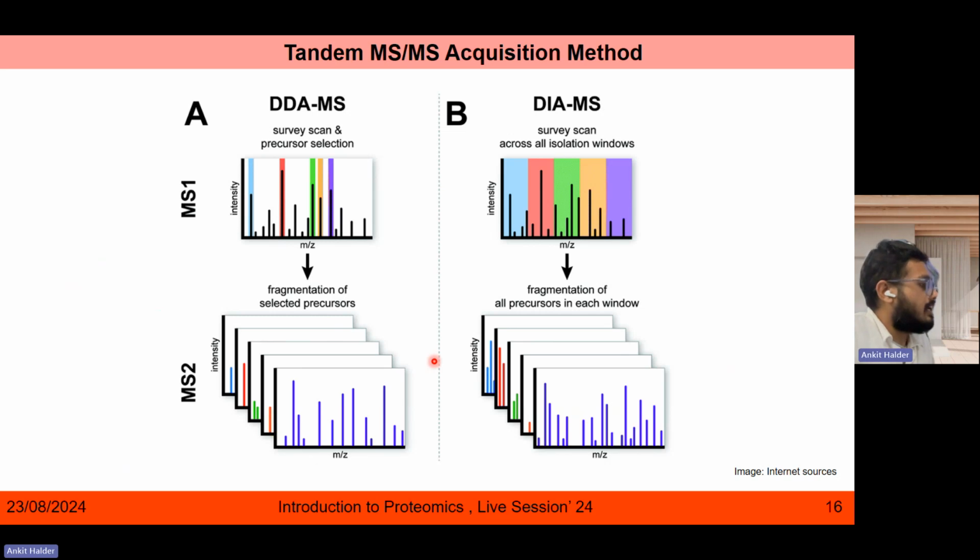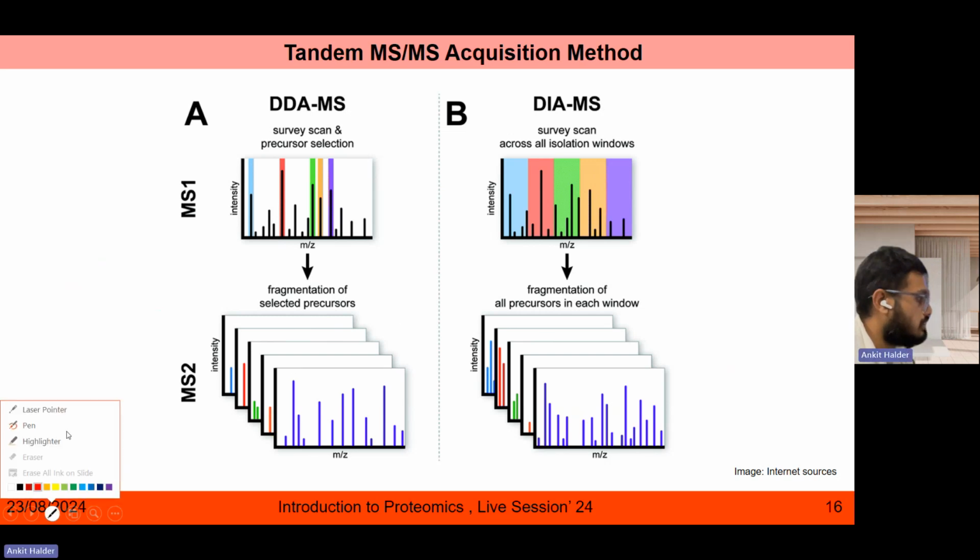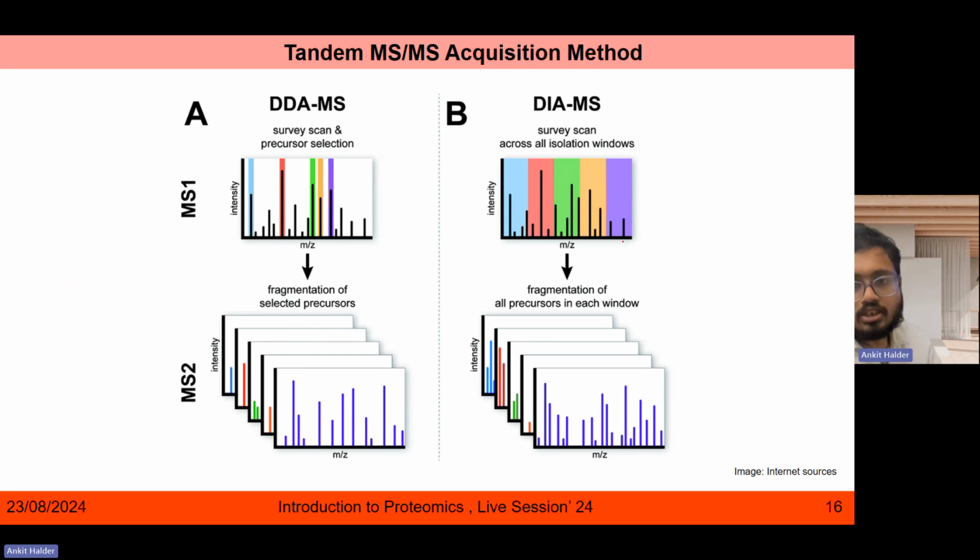So now in this acquisition method, I'm not sure whether in this week you have gone through these two terms, data dependent acquisition and data independent acquisition. Okay, I'm not pretty sure whether it has been covered or not, but definitely it will be coming, if not in this particular week then in the next week.